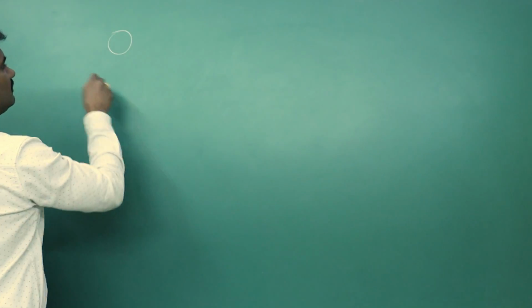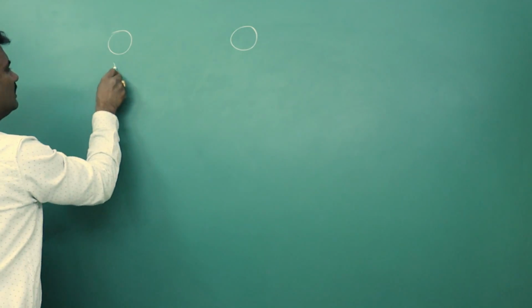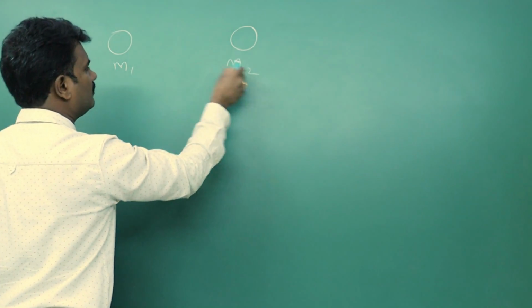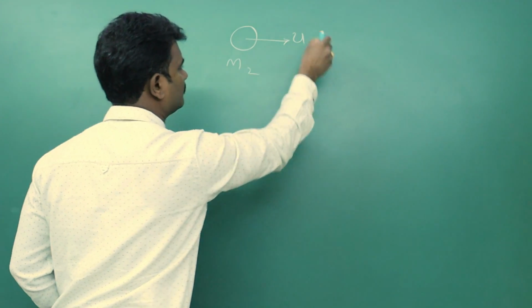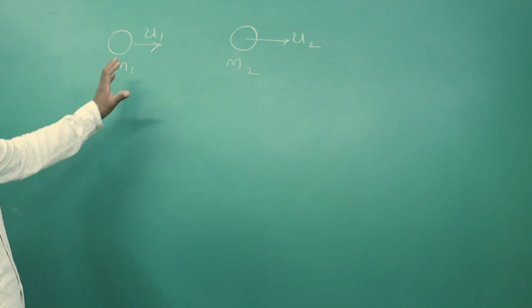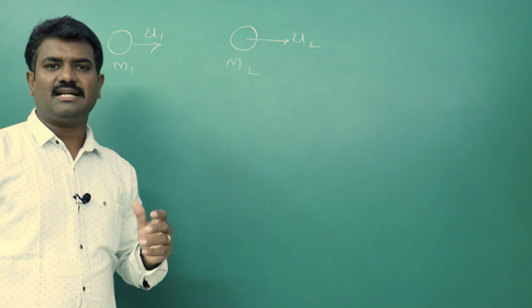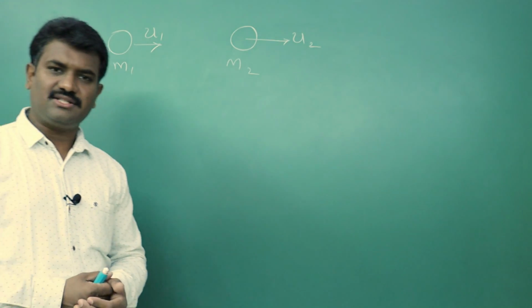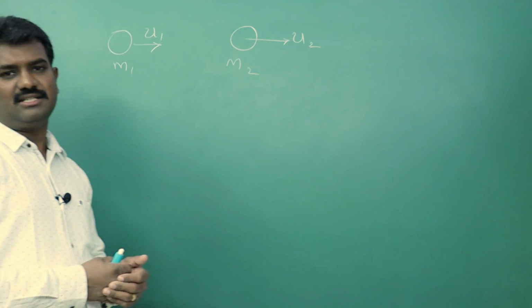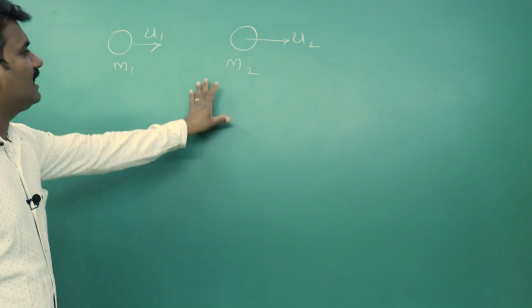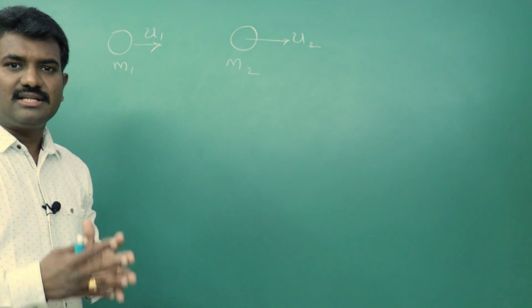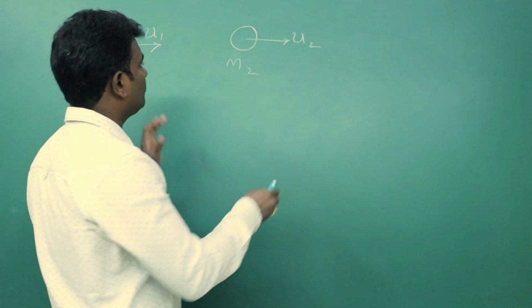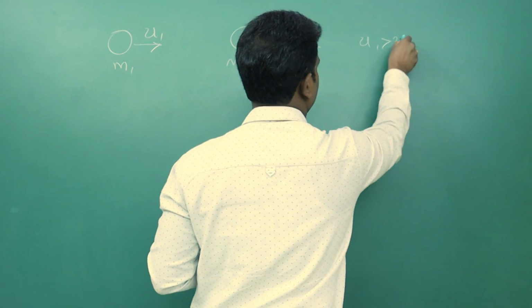Okay. Consider there are two bodies of masses m1 and m2 moving with velocities u1 and u2. In this picture I am showing both are moving in the same direction, but it is not necessary. They may move in the same direction or they may move in opposite direction, doesn't matter. But in this particular example I am taking that they are moving in the same direction. So as to execute collision, u1 must be greater than u2. This is my condition.